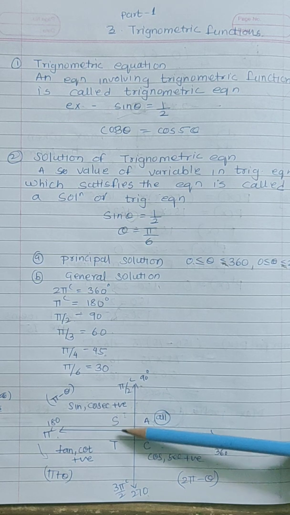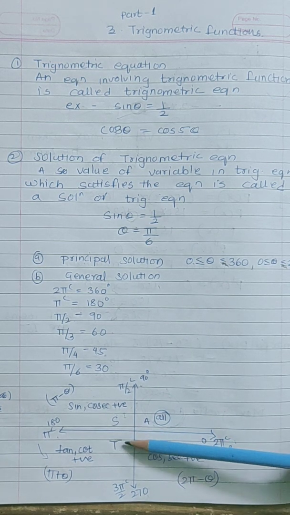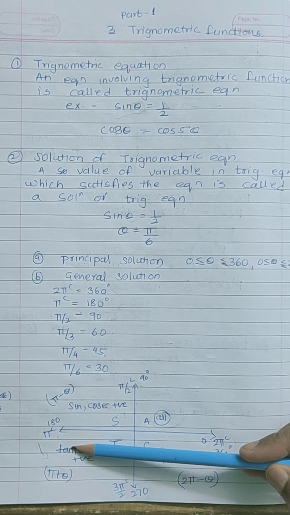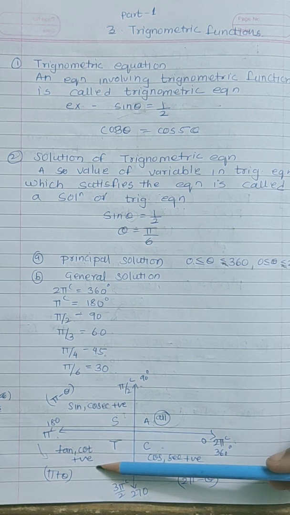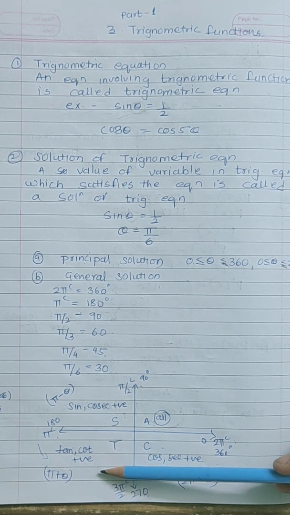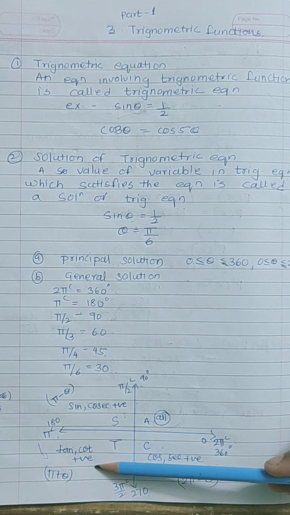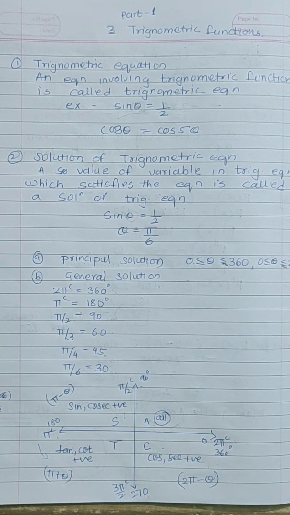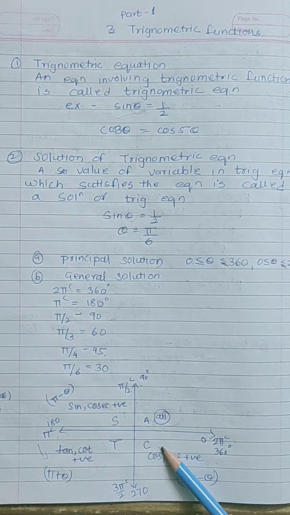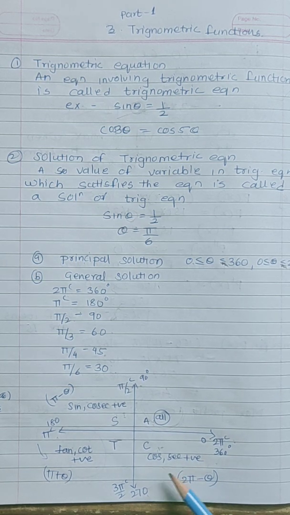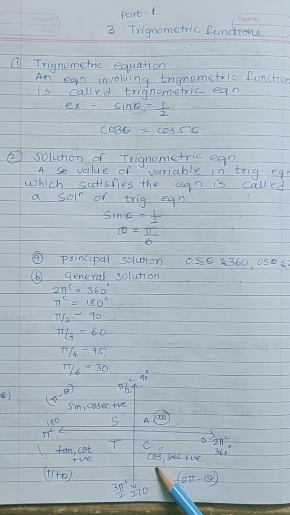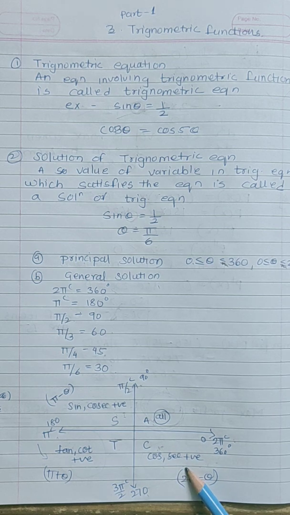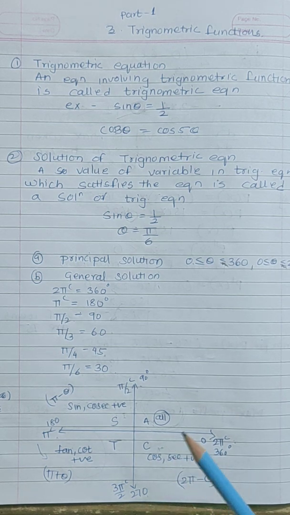Then in the third quadrant T is there. T means tan, and the partner of tan is cot. So tan and cot are positive and all others are negative. Okay, so here tan and cot will be positive, all other trigonometric functions will be negative. And in the fourth quadrant C is there. So cos and sec are positive, cos's partner being sec, and all others are negative.